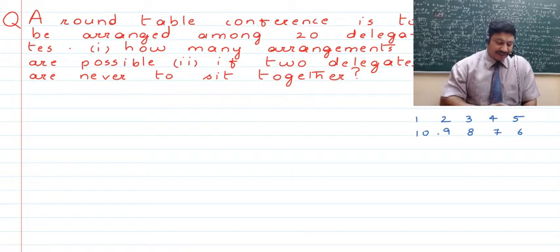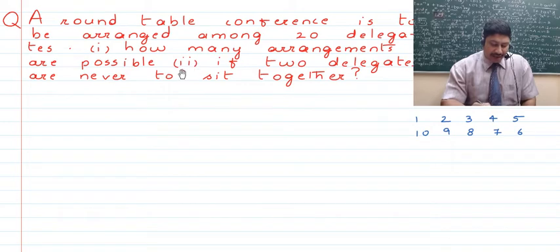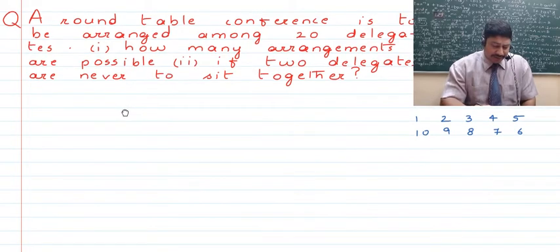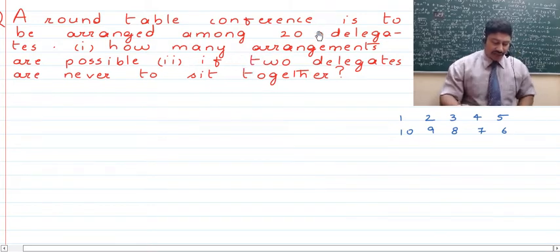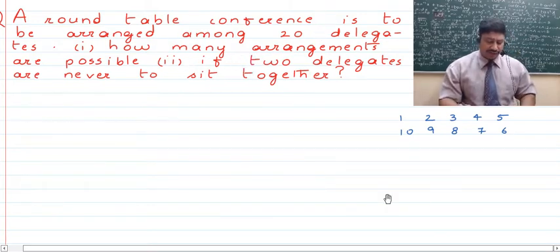Okay, children, now let's discuss the sum. In the question, we've been given a round table conference is to be arranged among 20 delegates. How many arrangements are possible if two delegates are never to sit together, right? And in all, how many arrangements are possible? So these are two parts of this question.